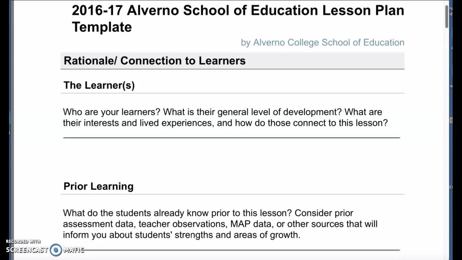And then what is their general level of development? So where are they at in terms of literacy, math, or whatever content area you're focusing your lesson on? And then what are the students' interests, and then what are their lived-in experiences? And how does that information and how do those things connect to this lesson? So I just wanted to read you a quick learners section example from a student's lesson plan template.